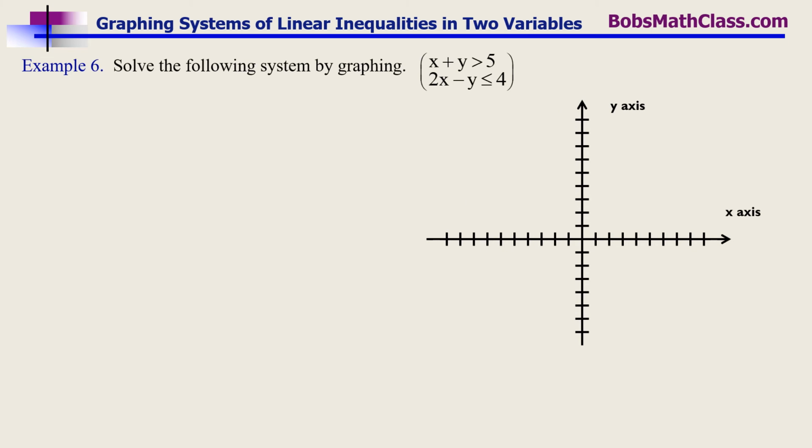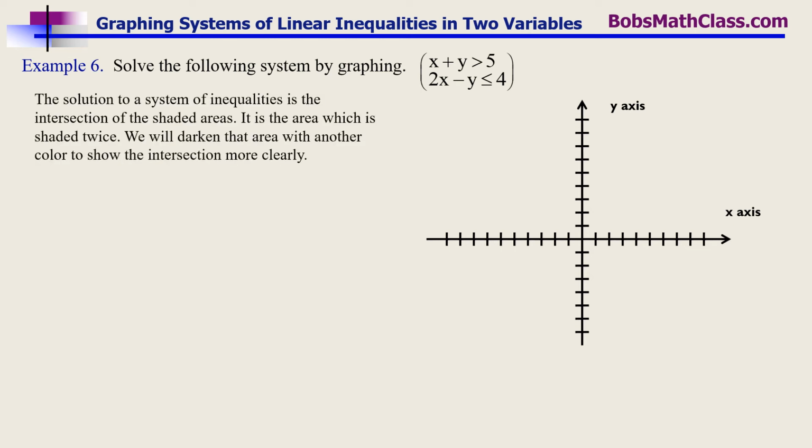Okay, so now we're going to talk about a system of inequalities. That means there's two of them. So the solution to a system of inequalities is the intersection of the shaded areas. It is the area which is shaded twice. We will darken that area with another color to show the intersection more clearly. So it's the area that's shaded twice. That's our answer.